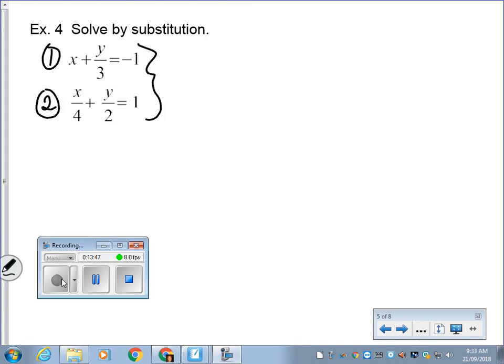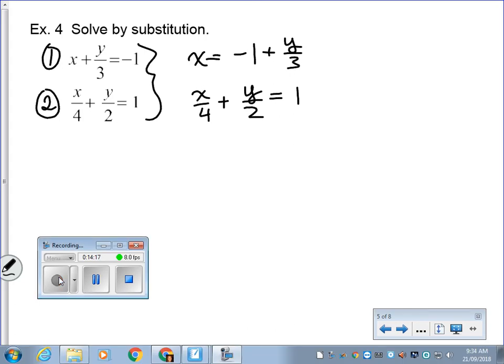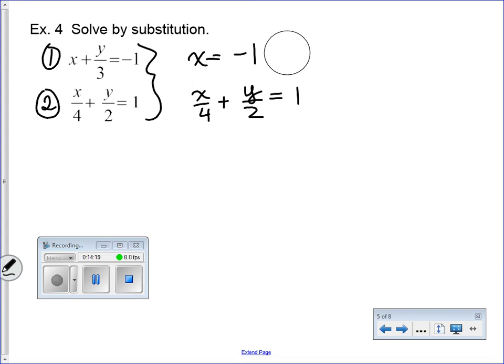So this equation, we're actually going to say that we're looking at the first equation. We can easily isolate x. So let's do that. So we got x is equal to -1 plus y over 3. All right, and then we have the second equation: x over 4 plus y over 2 equals 1. Now, here's the cool part. There's 2 ways of doing this. You're right, guys. I made a boo-boo. This should be minus y over 3.